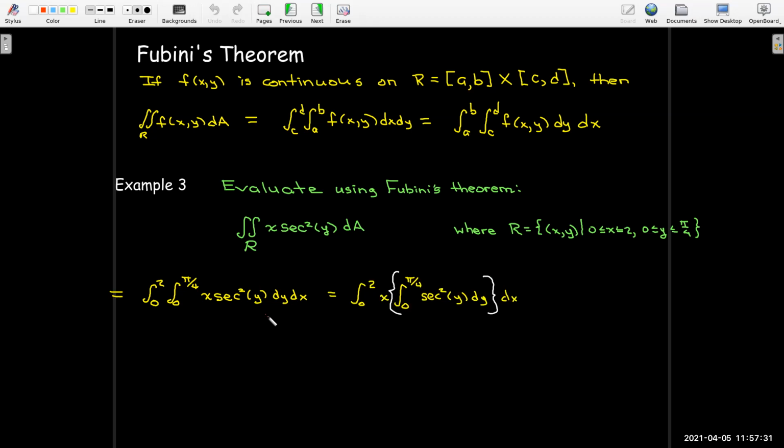So let's evaluate the inner integral. x in this case would be considered a constant, so we'll go ahead and factor that out. Remember, the antiderivative of secant squared y was tangent of y, and evaluating that from 0 to pi over 4, you just get 1. So I'm just going to get 1x dx. Its antiderivative is half x squared. Evaluate that from 0 to 2, and sure enough, I get the same answer, 2.